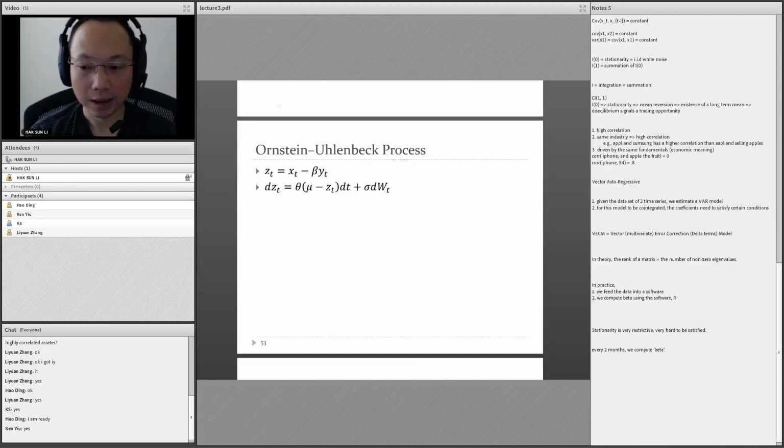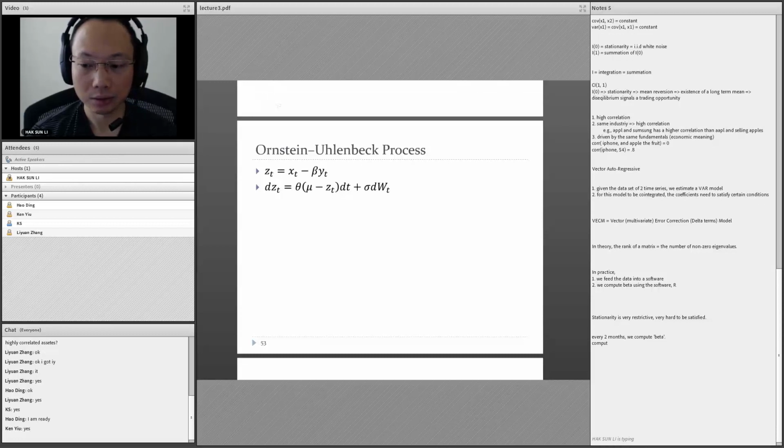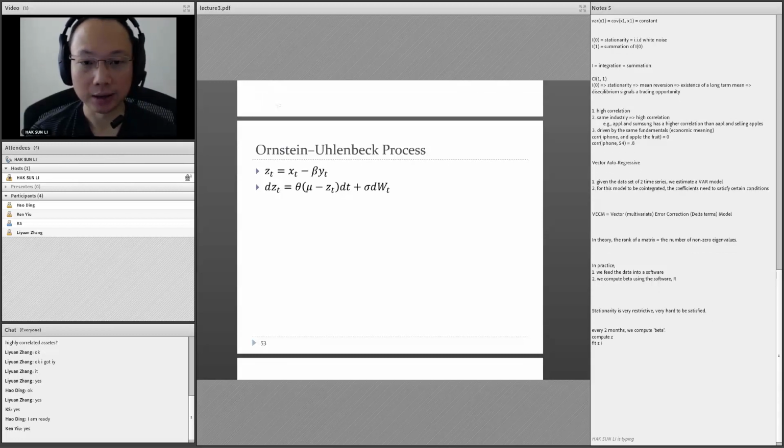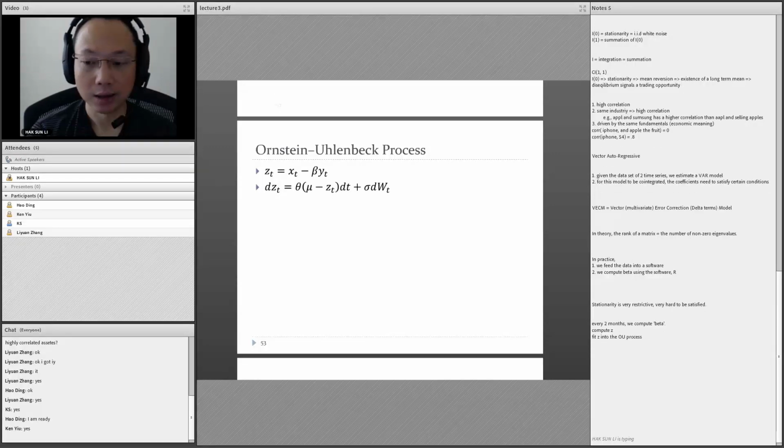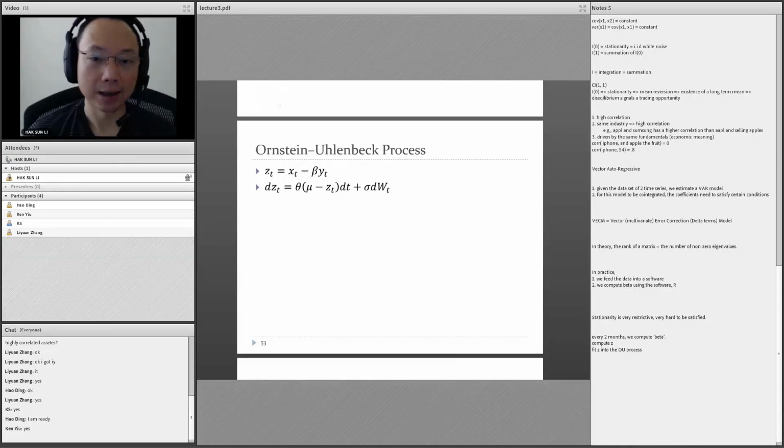What we do is for these 2 months worth of data, we fit the OU process, the Ornstein-Uhlenbeck process. So basically we compute Z, and then we fit Z into the OU process. Now, this is always possible. Given any data, you can always fit it into the OU process because this is just parameter calibration. Even though the entire process is not mean reverting at all, you can still fit this process, except that you're fitting it very poorly. But you can still fit it, right? You can always assign some number to this process based on the data. So this is always possible.